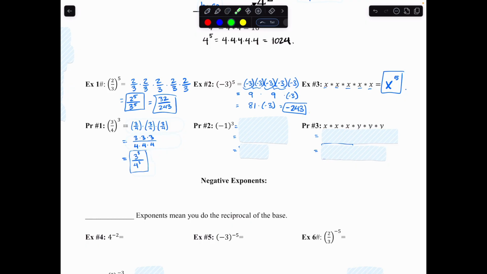Okay, we have our base raised to the 3rd power. We should end up with 3 to the 3rd power over 4 to the 3rd power. If we have -1 to the 3rd power, we should end up with -1 as our answer. And then here we have 2 different letters, 2 different bases. And so we can write them as exponents separately. That's x to the 3rd power times y to the 3rd power.